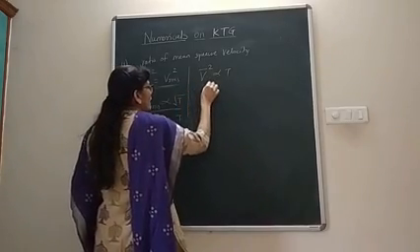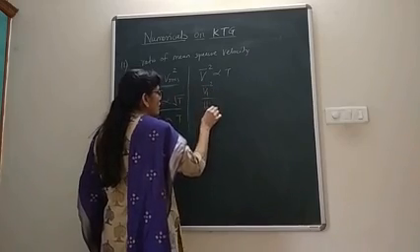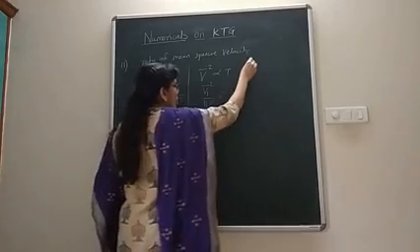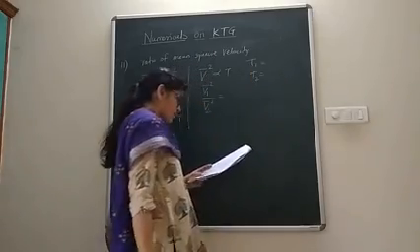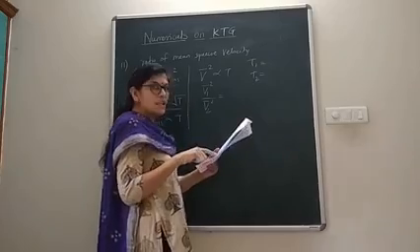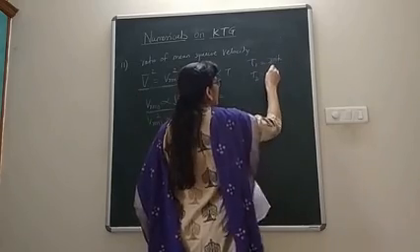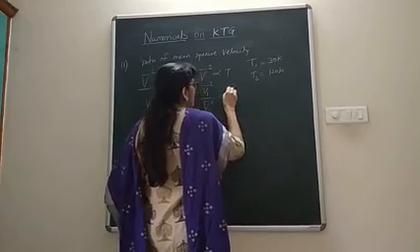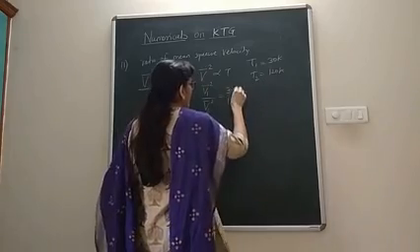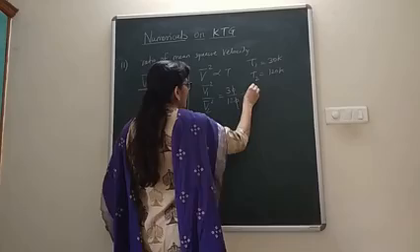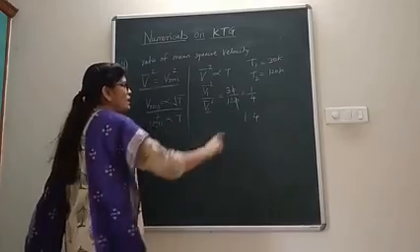And then we can write V1 bar square upon V2 bar square, first mean square velocity upon second mean square velocity, equals T1 upon T2. You have to calculate the ratio of mean square speed of molecules of a gas at 30 K and at 120 K. So substituting 30 K and 120 K, this will come 1 by 4. So your answer is 1 by 4 or 1:4.